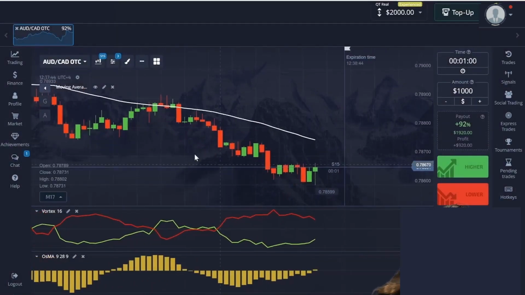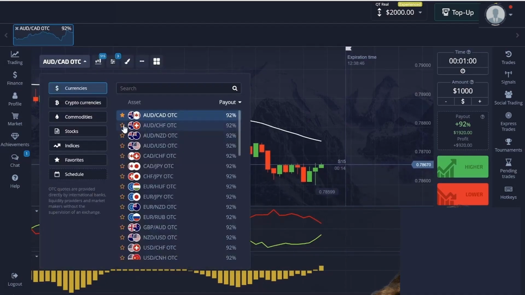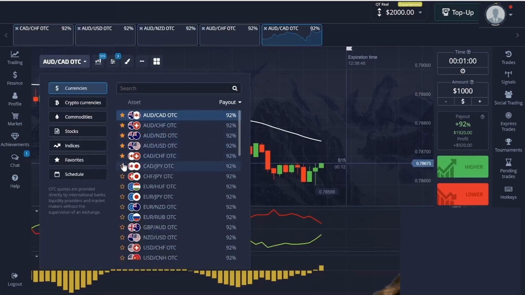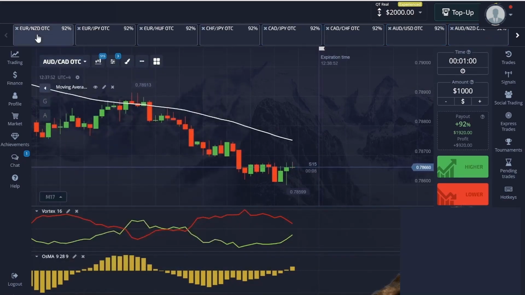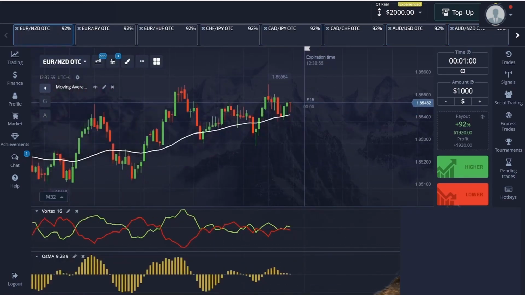The candles are set. Indicators are also set with corresponding periods. Currency pairs are also selected, and I will return to you with good moments.